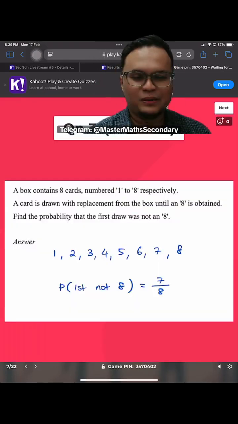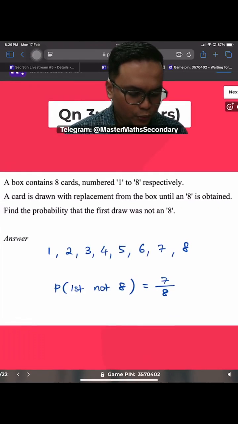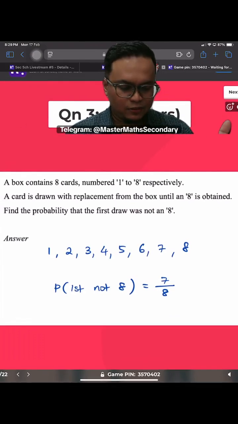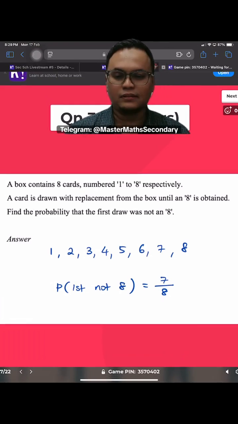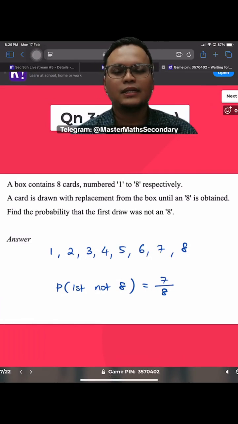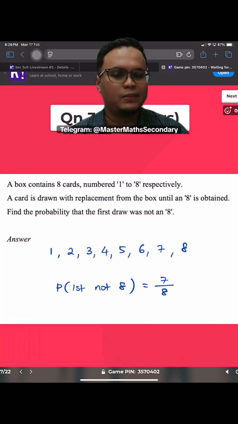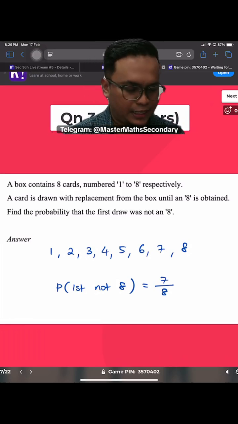So let's take a look at how this is done. That's me listing down all the 8 possible numbers there, and to choose a number that is not 8, it's basically 7 out of 8. So you can choose any of the other 7 numbers. So 7 of those 8 numbers are favorable. I think this one is quite clear, quite straightforward.